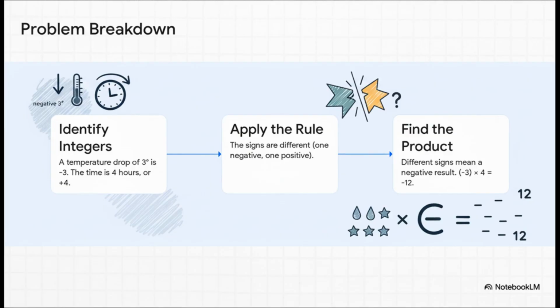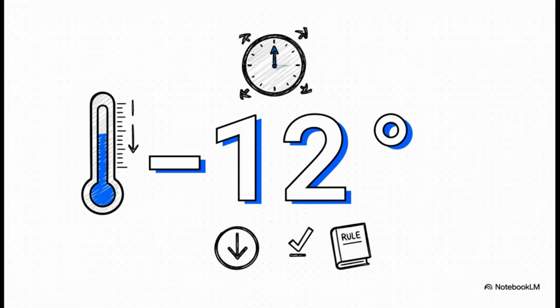Step 2, let's apply our rule. We have a negative number and a positive number, so the signs are different. Step 3, that means our result has to be negative. We multiply 3 by 4, which is 12, and because we know the signs were different, we know the final answer is -12. And there it is. The total change in temperature over those 4 hours is a drop of 12 degrees. We didn't just guess. We used our one simple rule to find the exact correct answer.